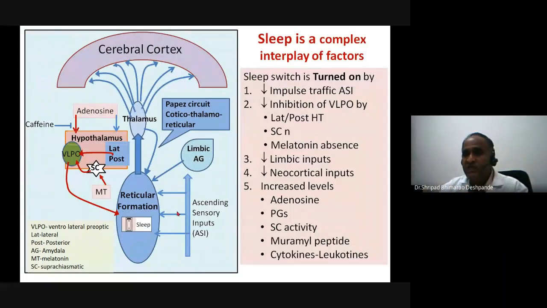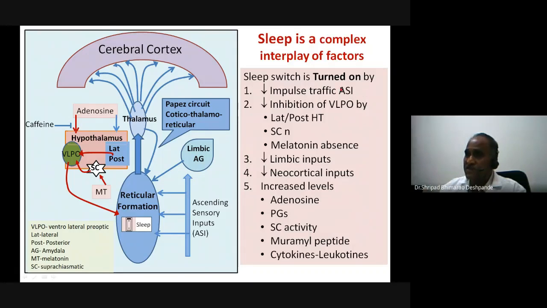After considering these three or four slides, what I have come to is that sleep is not an entity resulting from one definitive molecule or one definitive activity. It is a complex interplay of factors present in the brainstem, hypothalamus, and the cerebral cortex. Now, this is brought about by the decreased sensory impulse traffic.